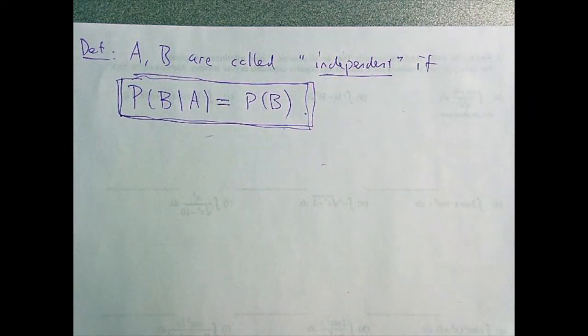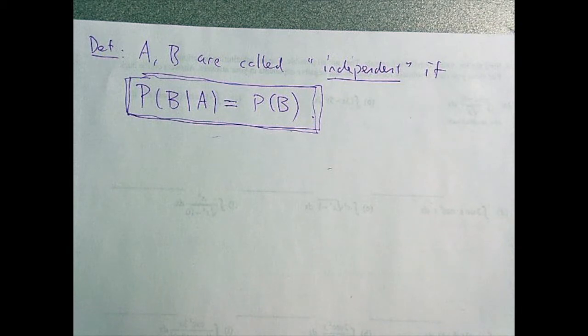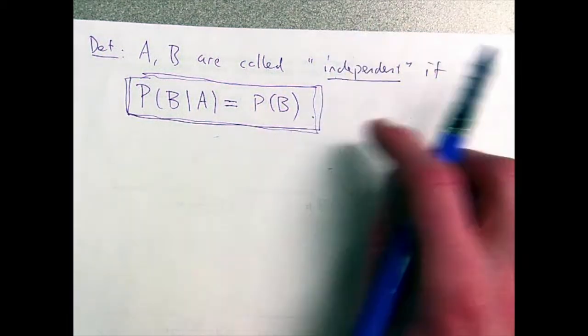It turns out, though, that sometimes the left-hand side of this thing is kind of annoying to compute. What I'm going to do is derive an alternative equation that can be used to check whether two events are independent, that most of the time is easier to work with than this version of the formula.